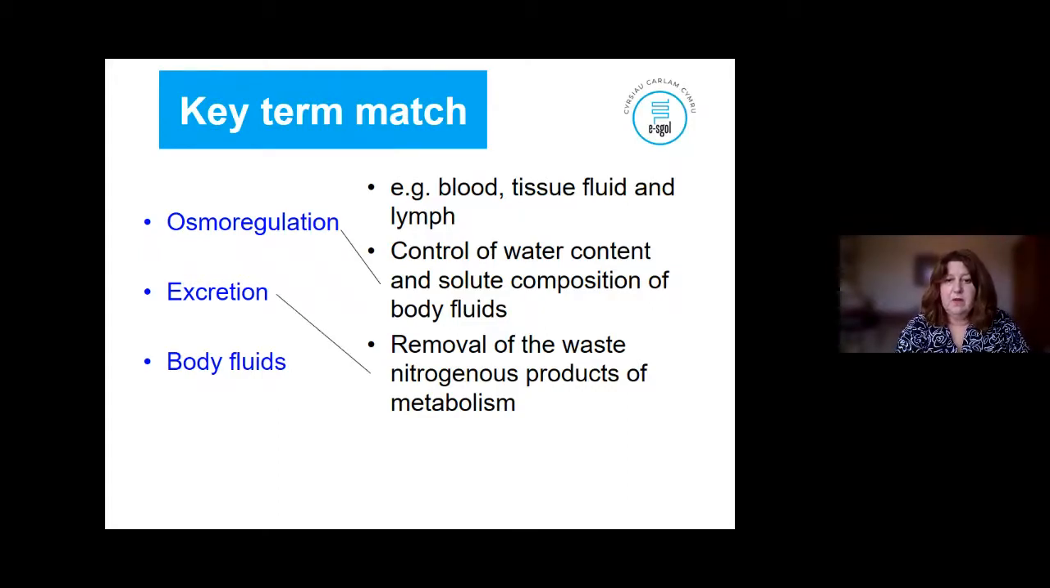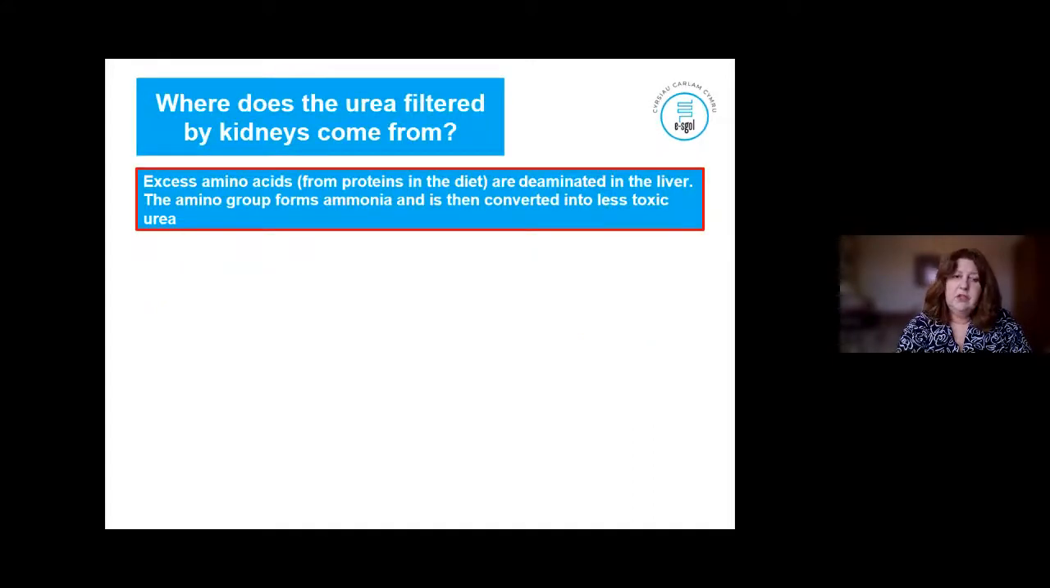Excretion will be the removal of these waste products, and we're talking about nitrogenous products today, like urea, and body fluids that we'll talk about will be things like blood and tissue, but not to forget also that the lymph, as part of the lymphatic tissue, is also a body fluid. So where does the urea come from? I mean, this needs to be filtered by the kidneys, but it's got to come from somewhere.